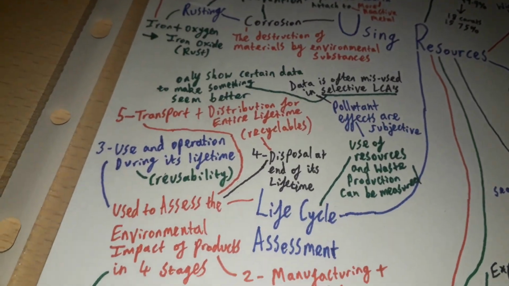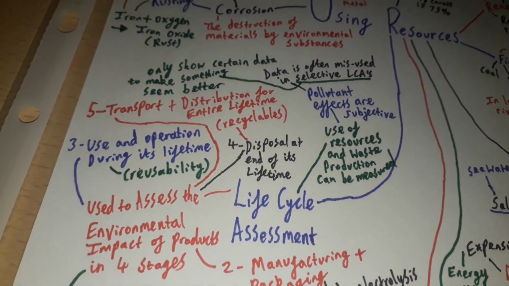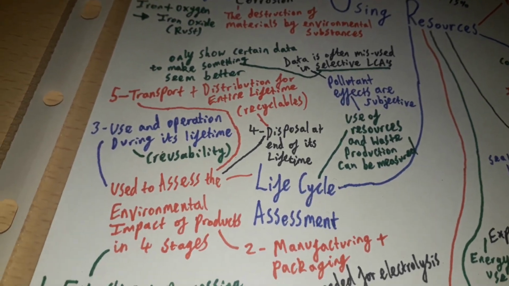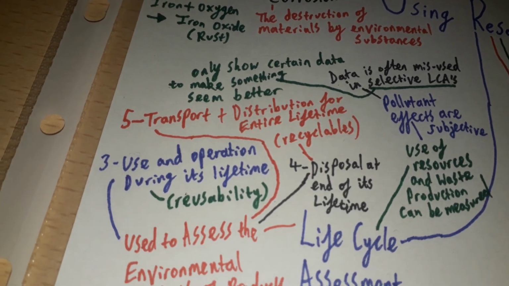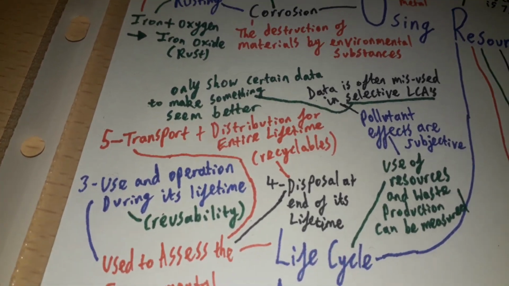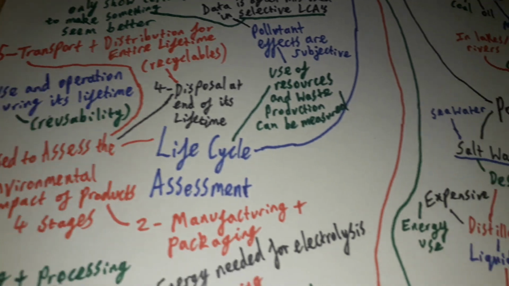So an important thing to factor in as well is transport and distribution, and that's sometimes on graphs, but it's sometimes put into other areas, which is why I said 4 stages earlier. And this is like how vehicles take things from one place to another, that sort of thing.